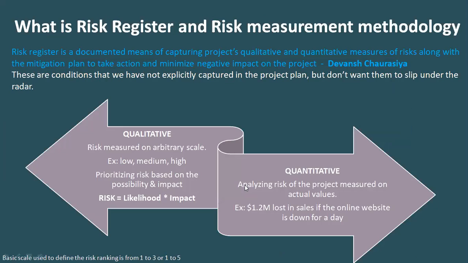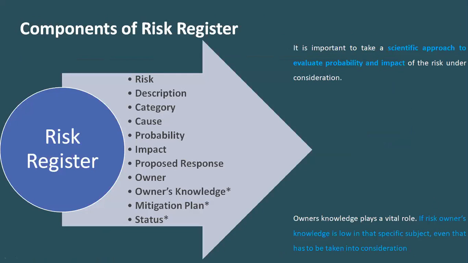Now, as we know that we need to have a risk register ready, what are the important components? These components are not written in stone. You can have the components on the basis of what is required in your project. These components may change, but most of the parameters which I have captured are standard parameters. You need to have them.